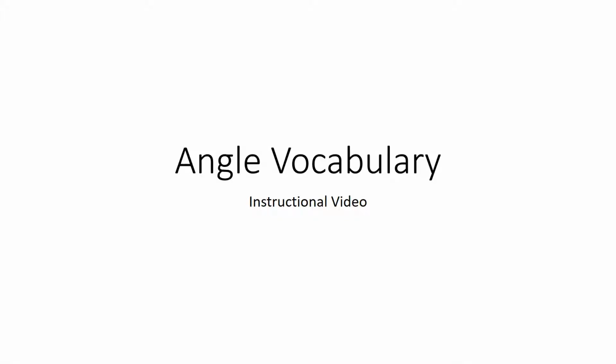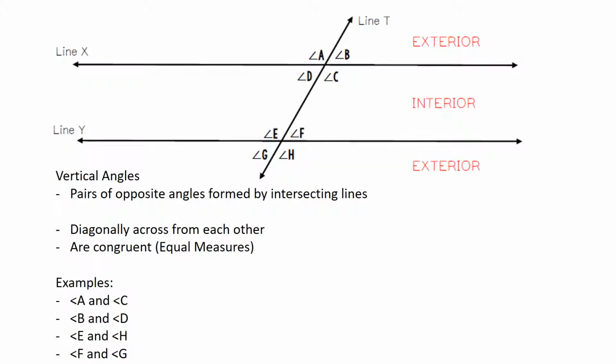This is an instructional video on the vocabulary terms for our unit on angles. The first vocabulary term is the term vertical angles. Vertical angles represent pairs of opposite angles formed by intersecting lines. The easy way to remember it is that they are diagonally across from each other.